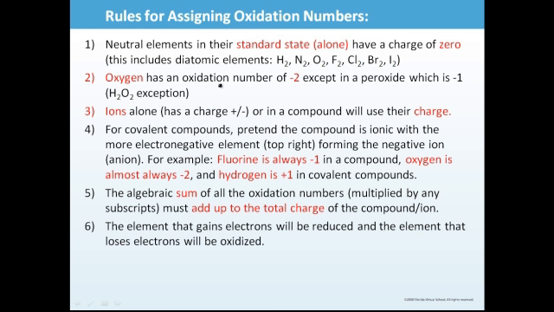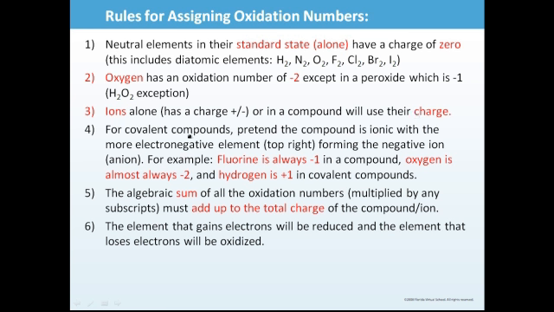Oxygen will have an oxidation number of -2, except in peroxides, where it'll be -1. And right here is an example of the most common peroxide, hydrogen peroxide. Third, ions, either by themselves or in a compound, will use their charge. So in other words, if you have a sodium ion, we know it's +1. It's going to have an oxidation state of +1.